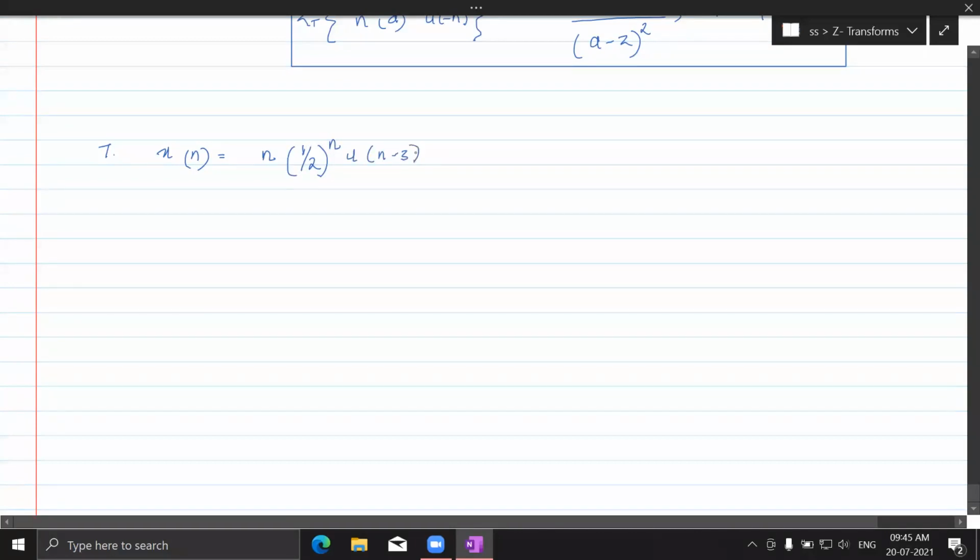Can anybody identify the basic signal here? Let's write. I'll write the steps to be followed. Yeah. Can you identify the most basic signal in this? Anybody? n is not the basic signal. So except this n, suppose you have to identify the basic signal, can you identify what is the basic signal here? Anybody?